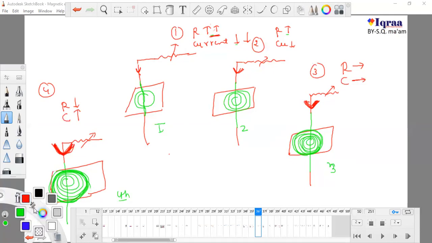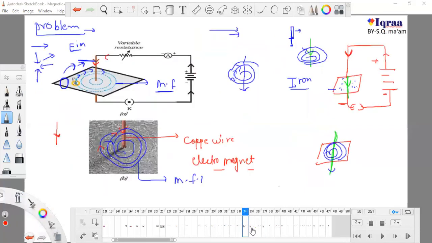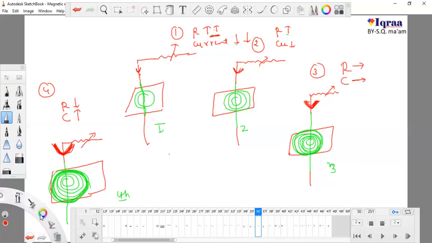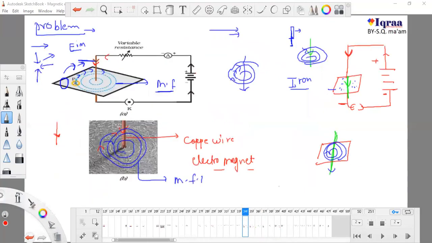The direction of magnetic field lines will be the same. There is no change in the direction of magnetic field lines. All magnetic field lines will be in this direction. But what I want to tell you is the amount of magnetic field lines, whether it is forming much or forming less.